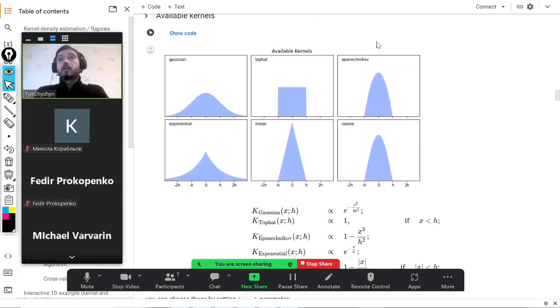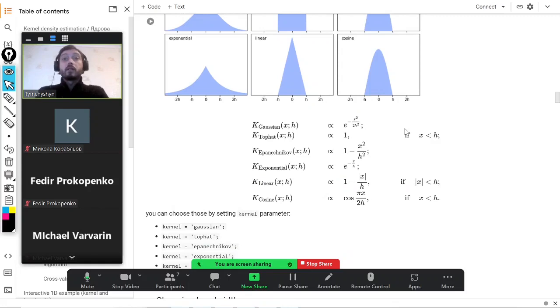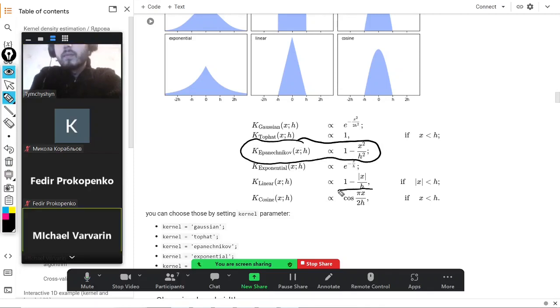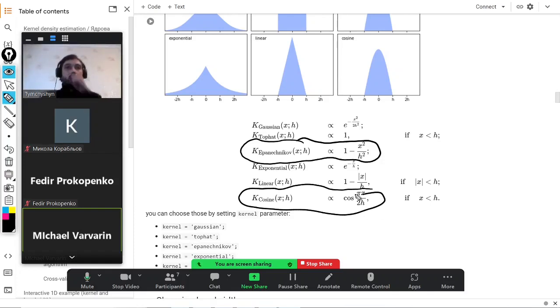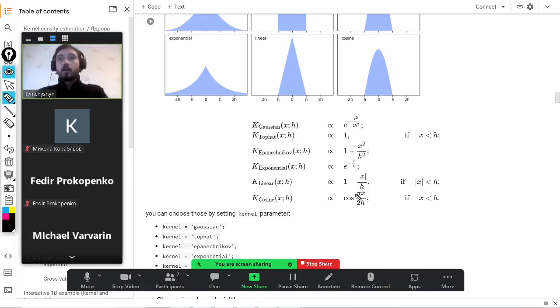And here you might see that Epanechnikov and cosine kernels are very similar. Can you guess why? Let's take a look at the formulae that we have. Epanechnikov is just an approximation for cosine. Yes, absolutely correct. So if I write some sort of Taylor series for this function, cosine of yx divided by 2h, the first few terms will look exactly like this. So of course they look very similar, and it has some reason.